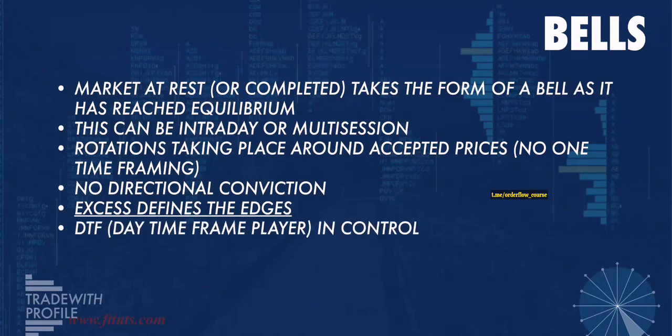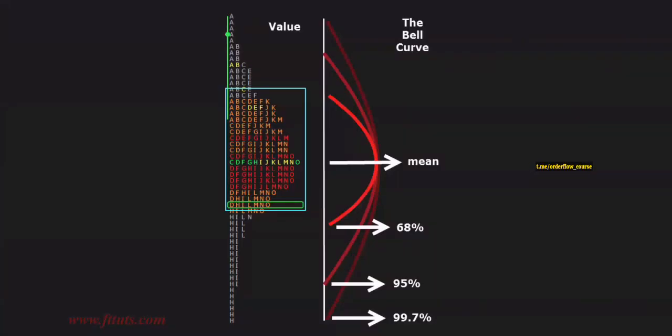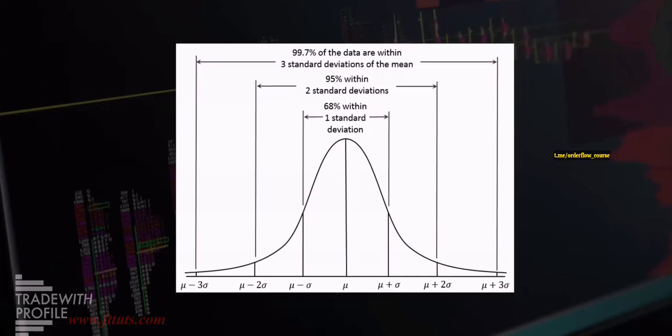So this is the smaller money that doesn't really want to move the market, doesn't have the power to move the market, so we're going to stay in a fairly tight range. And we need new information to break from equilibrium. It's going to look like this, okay? And if you flip that on its side, it looks a lot like a bell curve that we would see in a normal distribution of statistics.